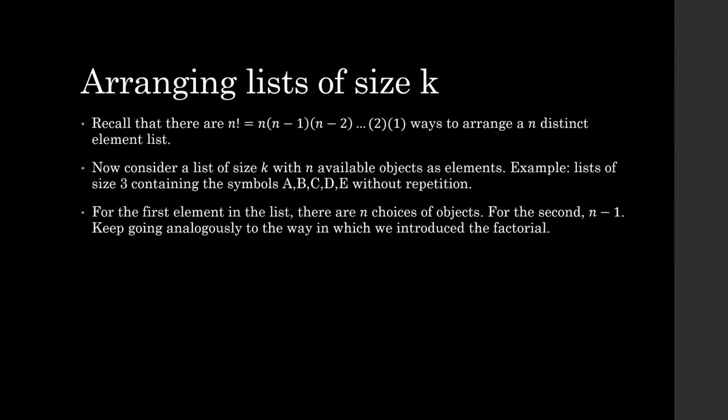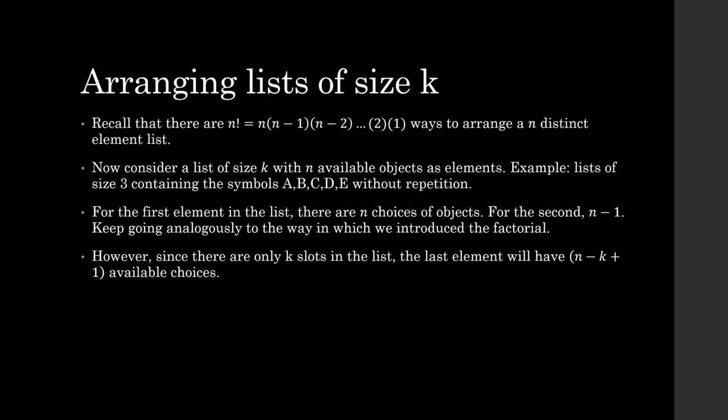So as I said, for the first element in the list, there's going to be n choices of objects, and for the second, there's going to be n minus 1. So in our case, the one with A, B, C, D, E, for the first object, I can pick either A, B, C, D, or E. Then for the second, depending on what I picked on the first one, say I picked C, for example, then I only have A, B, D, or E as a choice, so I've got n minus 1 choices. And then I can keep going to n minus 2, then n minus 3, kind of like when we did with a factorial.